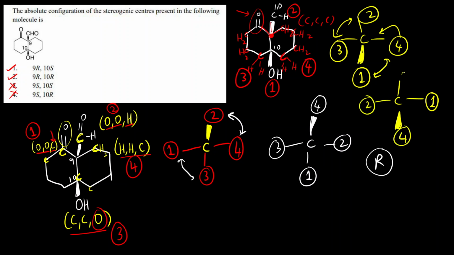Here there is 2 and here there is 3. 1 to 2 to 3, it is what? It is clockwise. So it should be R, but fourth priority is above the plane. Okay, that is on the wedge bond. So the answer will change from R to S. So 9R and 10S. So which is the correct answer? Correct answer is option 1.